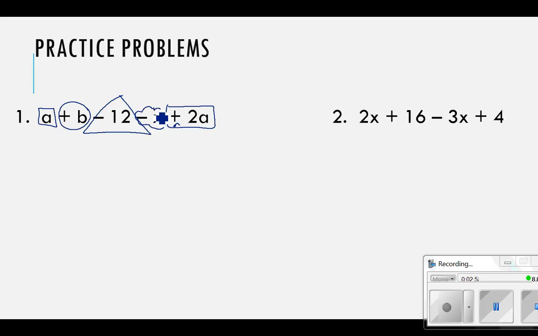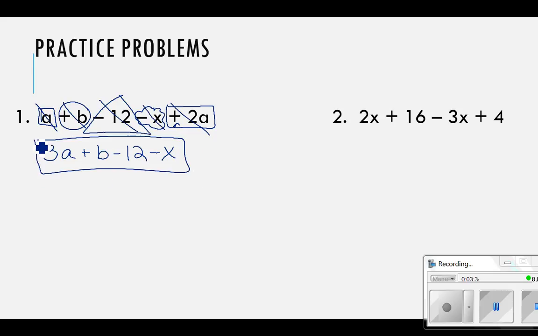Now all I have to do is combine the things that are the same shape. So the a's would be a plus 2a, and that's 1a plus 2a, so that would be 3a. I can mark those off because they're finished. All the other terms do not have anything we can combine with, so we're just going to bring them down as they are: plus b, minus 12, minus x, and as I write them, I can cross them off. When everything's crossed off, that would be my simplified expression.